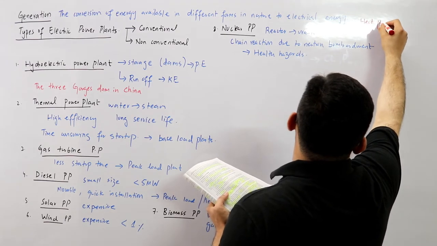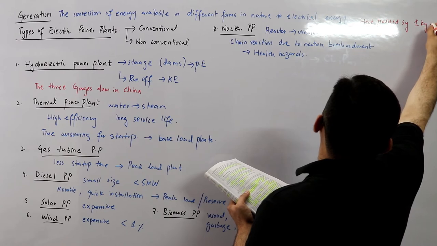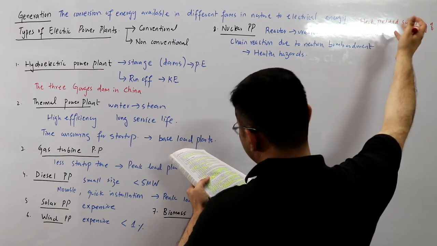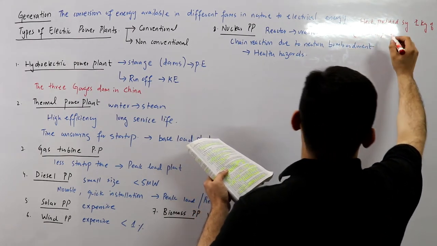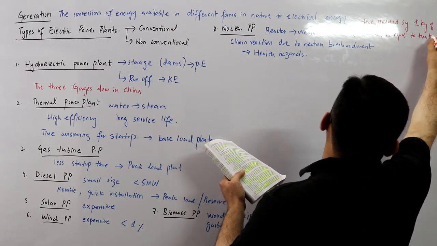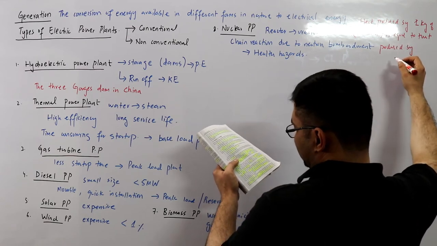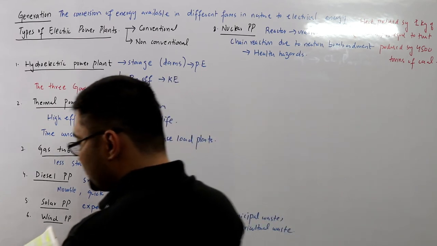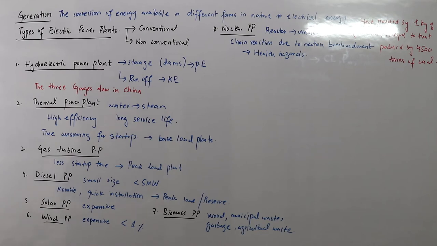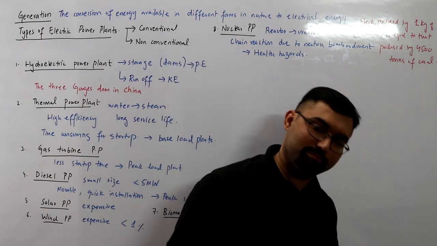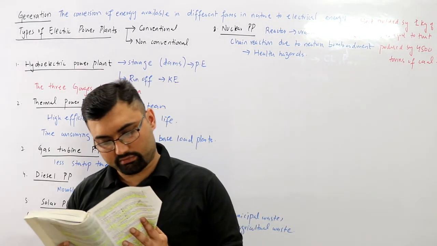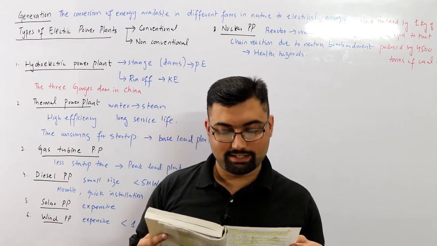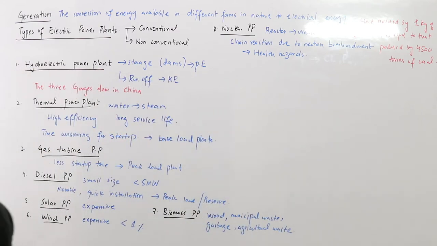It is estimated that the heat produced by 1 kilogram of uranium, or any nuclear fuel, is equal to that produced by 4500 tons of coal. So the heat produced by 4500 tons of coal is equal to 1 kilogram of uranium. But again, this would be expensive. There is a very high cost of the nuclear plant. And then you have the problem of the radioactive waste. Health hazard is an important issue with this one.